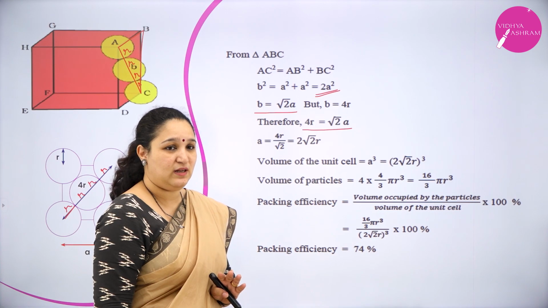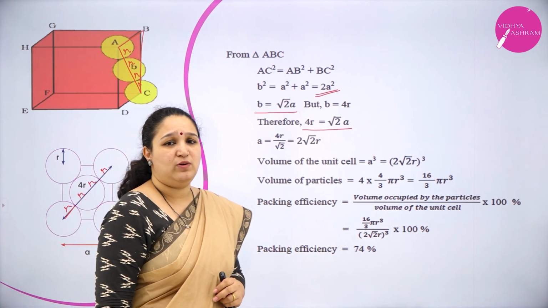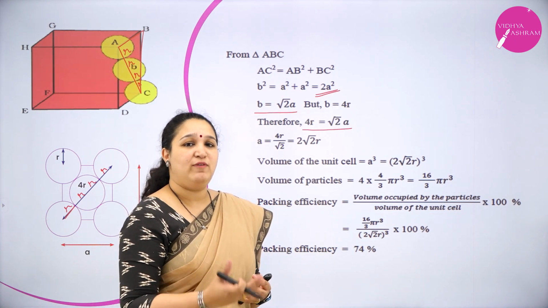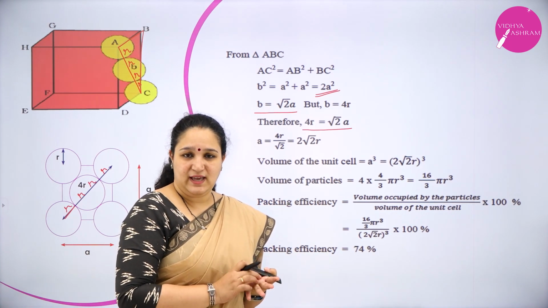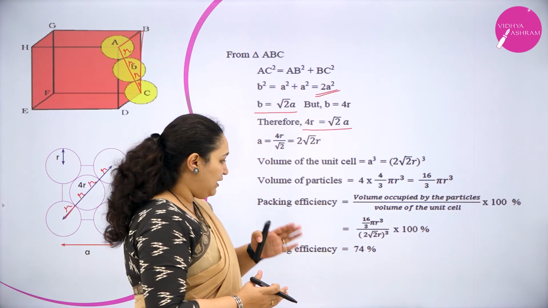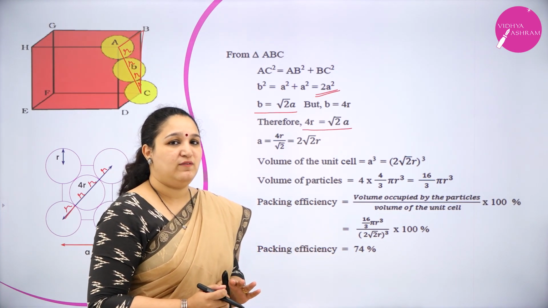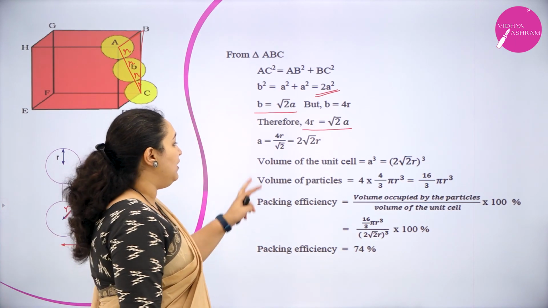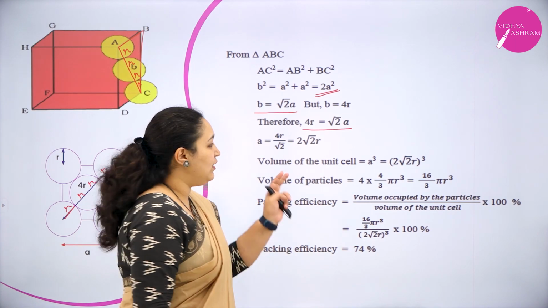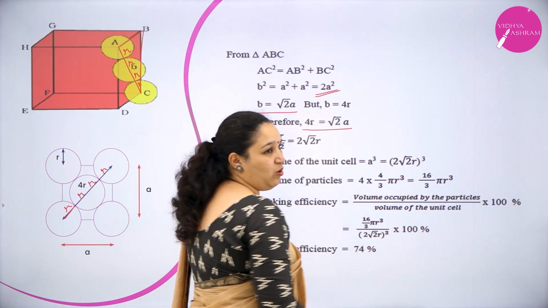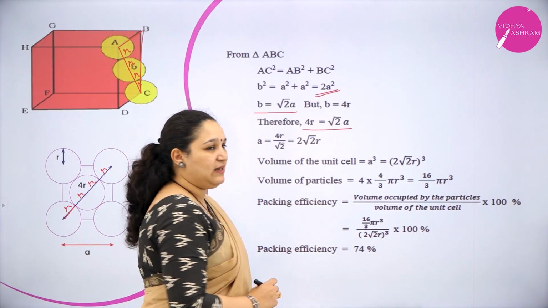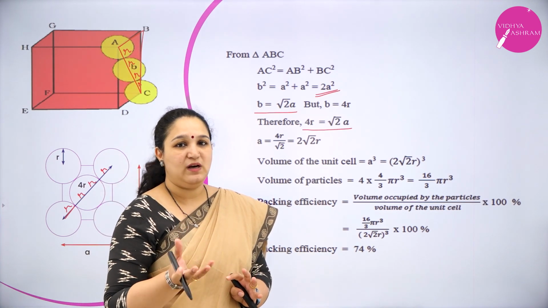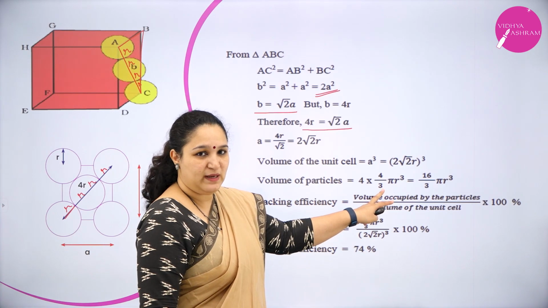I hope you have understood till here. See, one more thing you need to understand, always we are trying to get a, that is edge length, in terms of r, so that when we substitute in our formula, it is very easy for our calculations. So what is a? a is equal to 2 root 2 r. Now volume of the unit cell is a cube. What is a? 2 root 2 r. So I have put whole cube. Now volume of the particles. How many particles are there? 4. What are the particles we are considering it as? To be a sphere. So the volume of the sphere is 4 by 3 pi r cube.